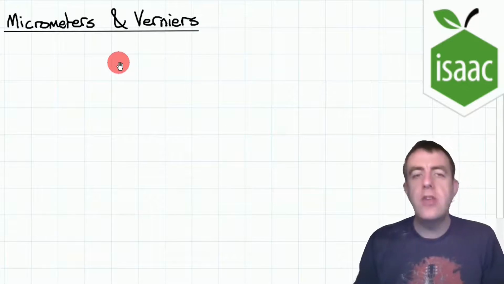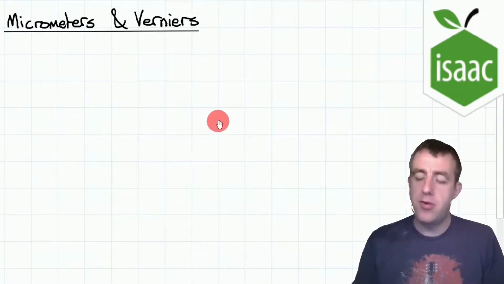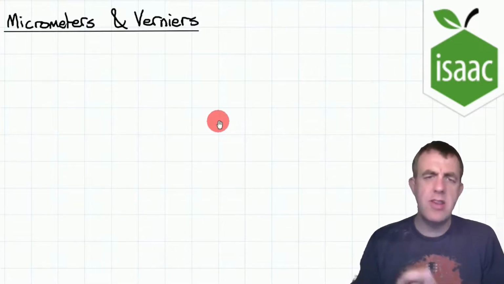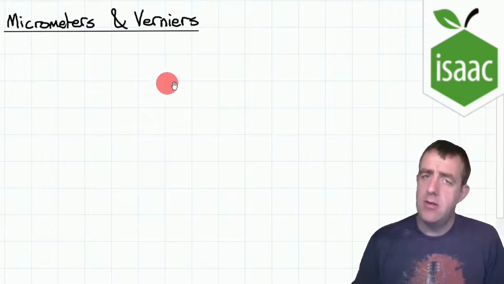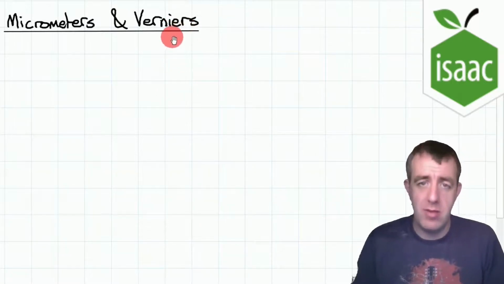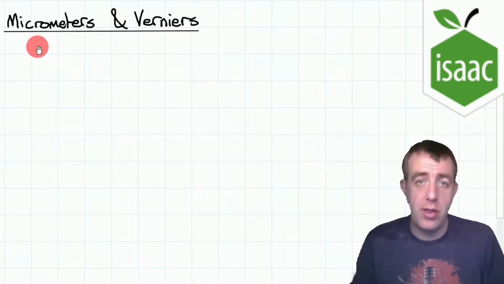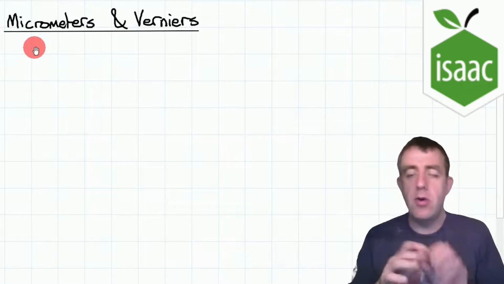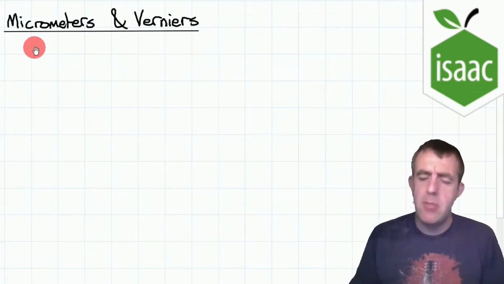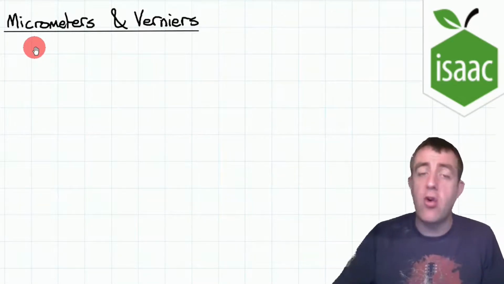Well, there are 2 instruments that you can use to measure distances with more precision than you can measure them with a ruler. A ruler has a resolution of 1 millimeter. Vernier calipers have a resolution of 1/10 of a millimeter, and micrometers have a resolution of 1/100th of a millimeter. Now, I'm not going to go into the mechanical operation of these instruments right now, but I am going to show you how to read from the scales, starting with the micrometer scale.